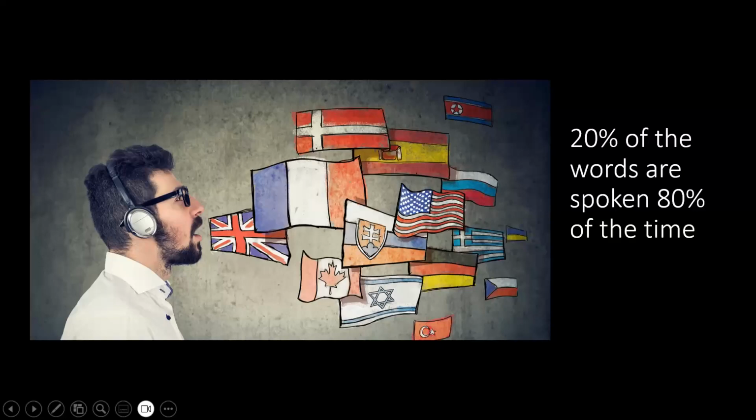Or 20% of the words are spoken 80% of the time. And this can be useful for language learning. You don't need to study all the available vocabulary. By focusing only on 20% of this vocabulary, you might be quite fluent already. My advice, if you're learning a new language, is to look for the most frequently used words and study those first, because that could really speed up your learning process.